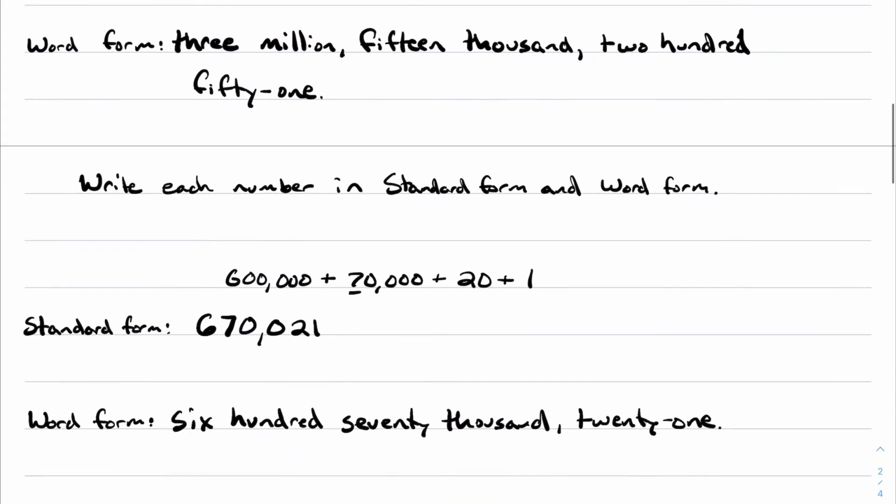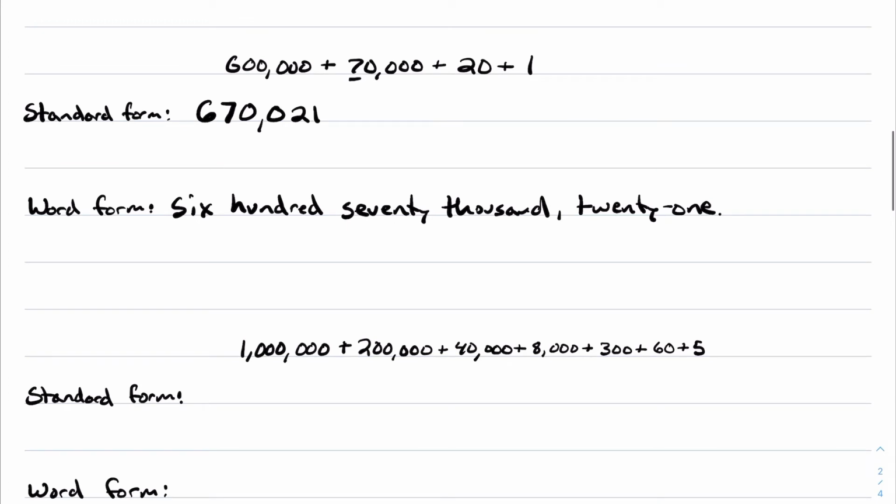Now let's try another one. Our next we have 1 million plus 200,000 plus 40,000 plus 8,000 plus 300 plus 60 plus 5. Okay. So we remember we have 3 digits in each period. So we start from left to right. We have 1 million, so we're going to get our 1 in there and our comma.